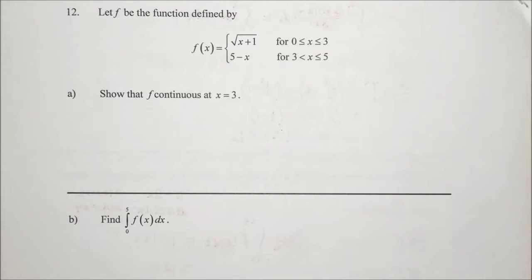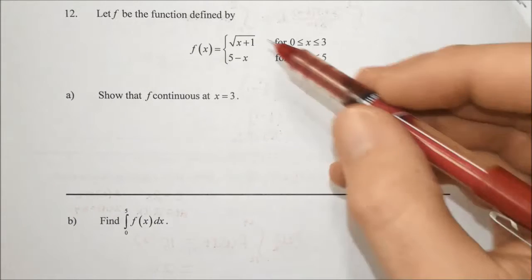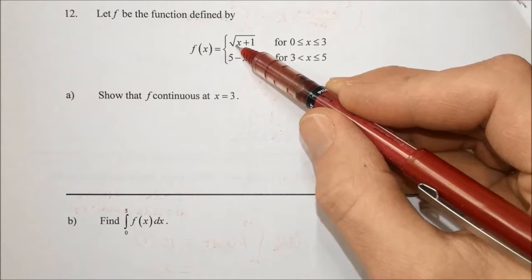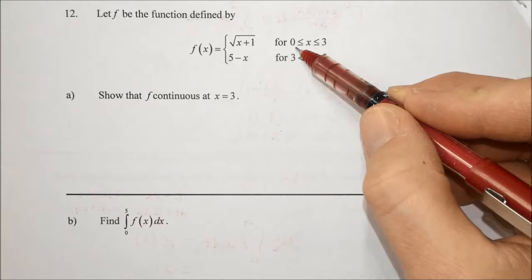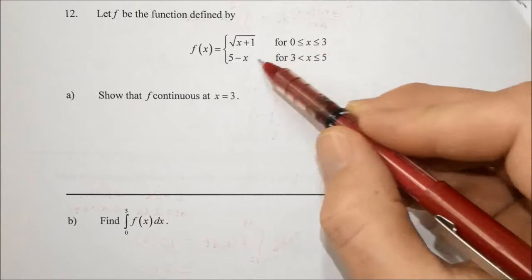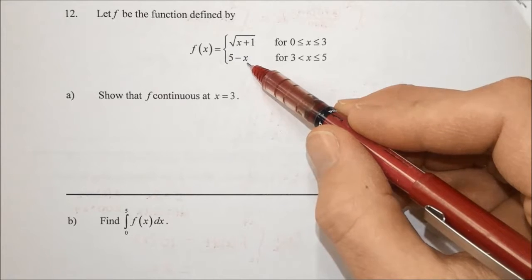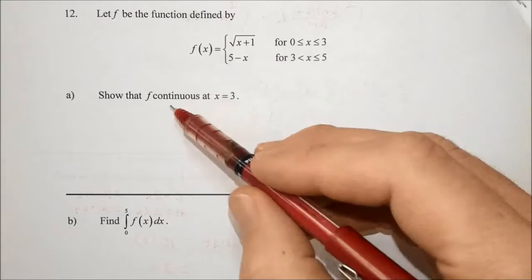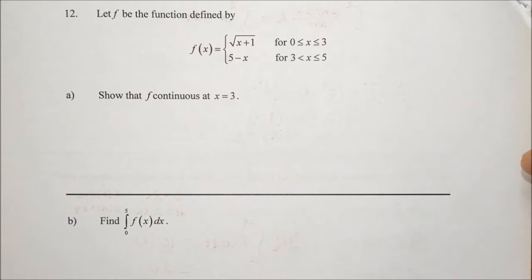The free response question, number 12, we have f as the function defined. It's a piecewise defined function. It's the square root of x plus 1 for the domain of 0 to 3. It's a closed interval. And then the function 5 minus x for x greater than 3, less than or equal to 5. First thing we have to do is show that f is continuous at x equals 3.